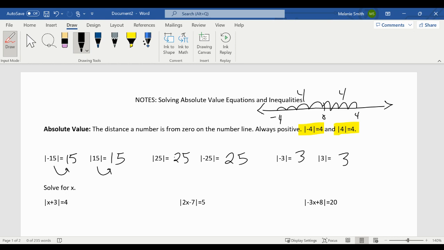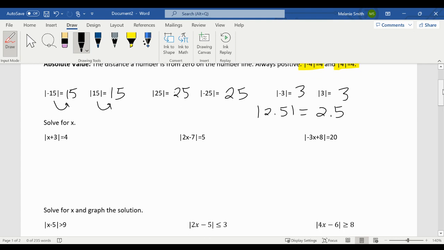What about something like the absolute value of 2.5? Well, 2.5 is 2.5 units from 0 on the number line, so the absolute value of 2.5 is just going to be 2.5. So whatever the number is, if there's a negative sign, you knock off the negative sign, and that's it. Now, keeping with that idea that every absolute value, much like square roots, has a positive version and a negative version, there's a positive number and a negative number that would have the same absolute value.